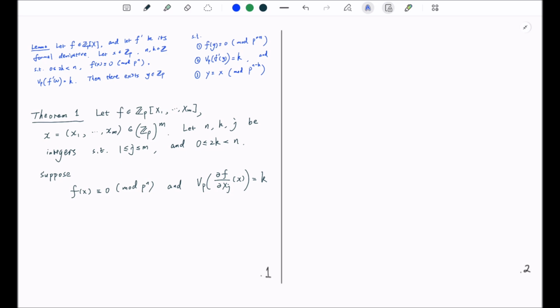Assuming all of these, then there exists a zero y of little f from Zp to the power m, a vector over Zp, which is congruent to this given little x modulo p to the power, you guess what? It has to be p to the power n minus k, same as the thing in the lemma.